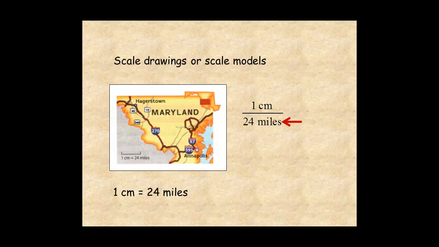You can use the map to find the actual distance between Hagerstown and Annapolis by writing and solving a proportion, where 4 centimeters is the measure on the map between the two cities, and D is the actual distance. Cross multiply, and the actual distance is 96 miles.